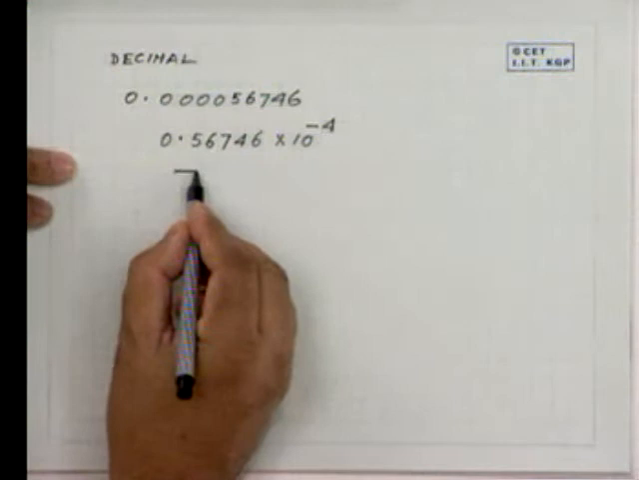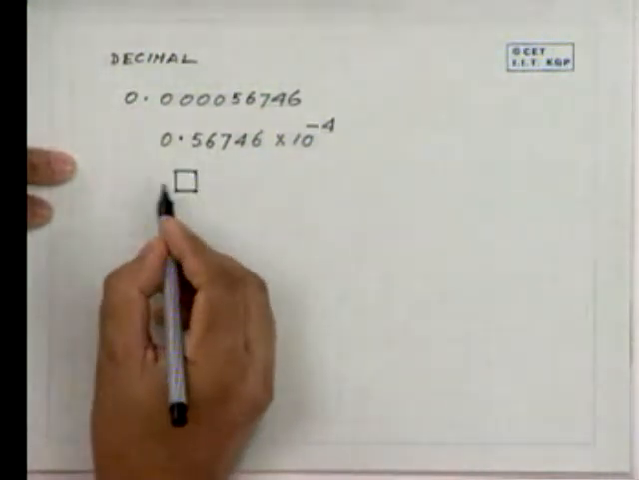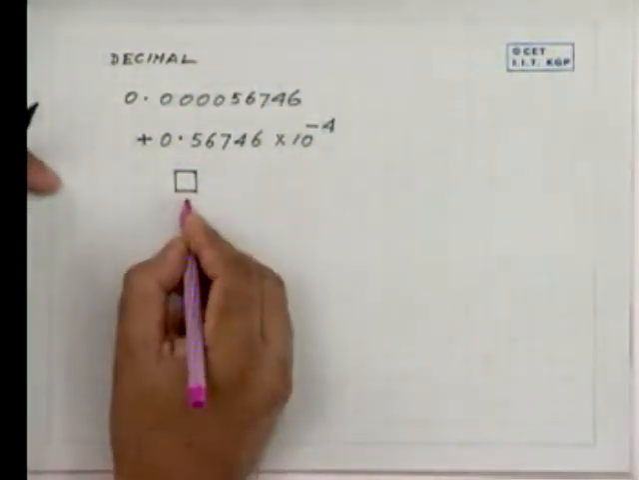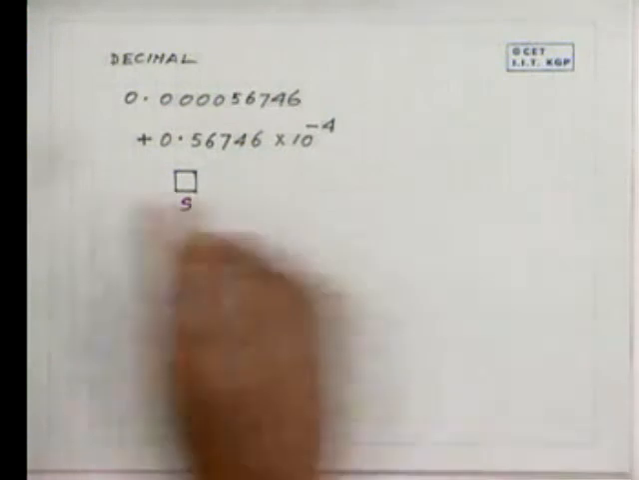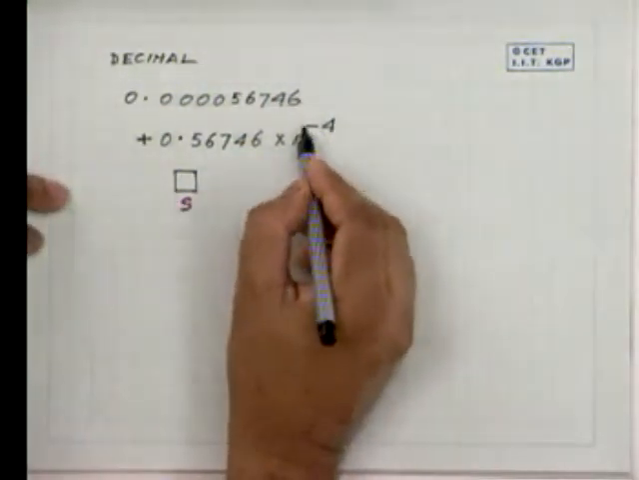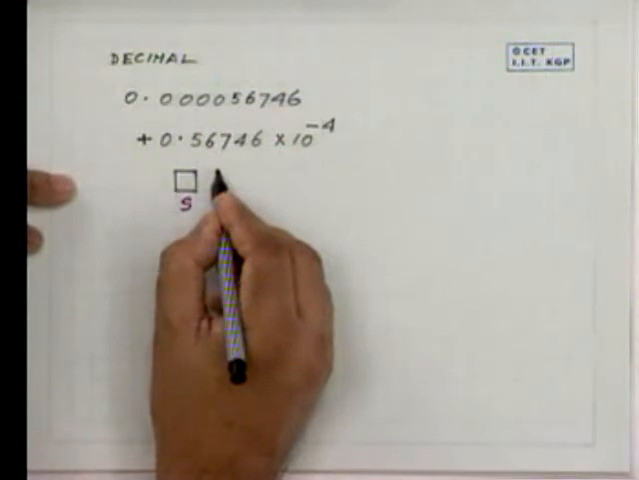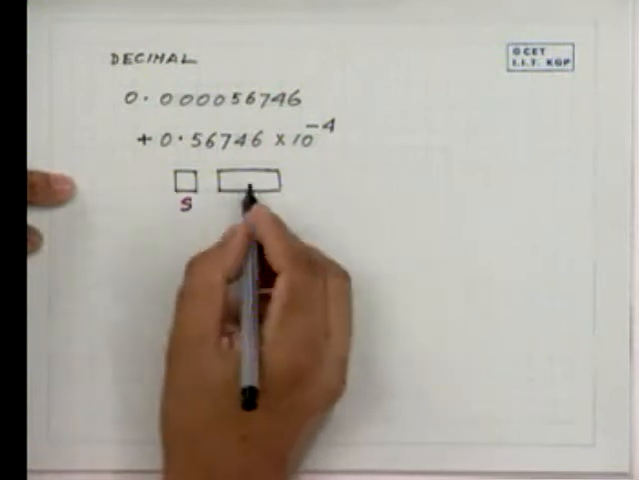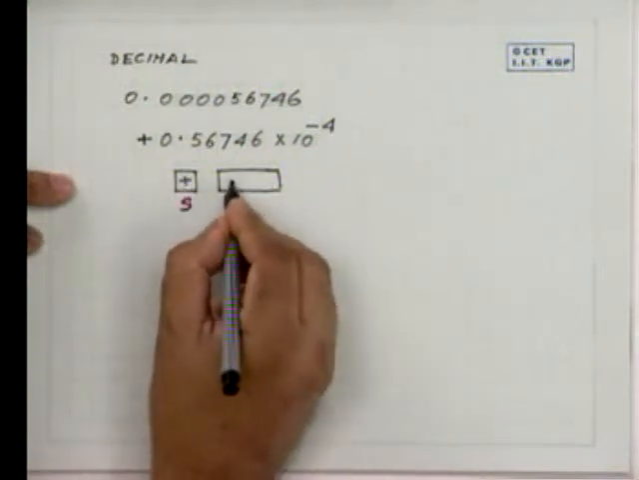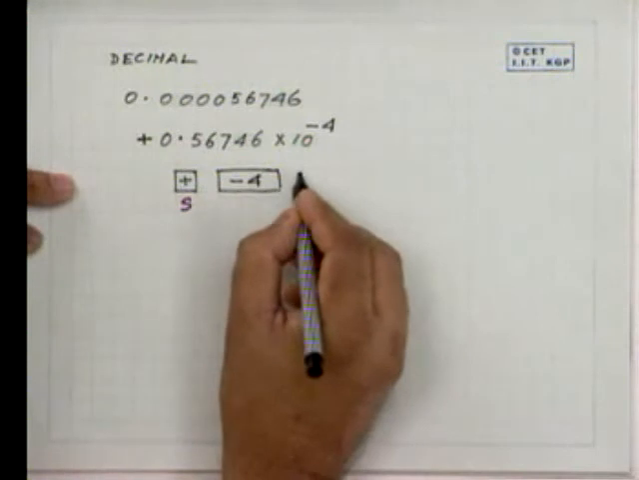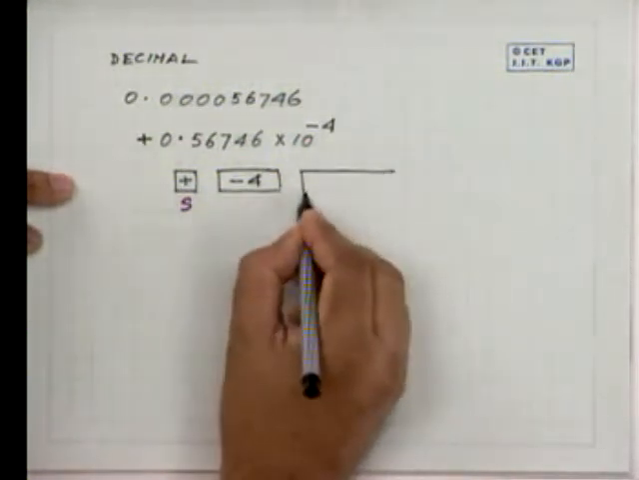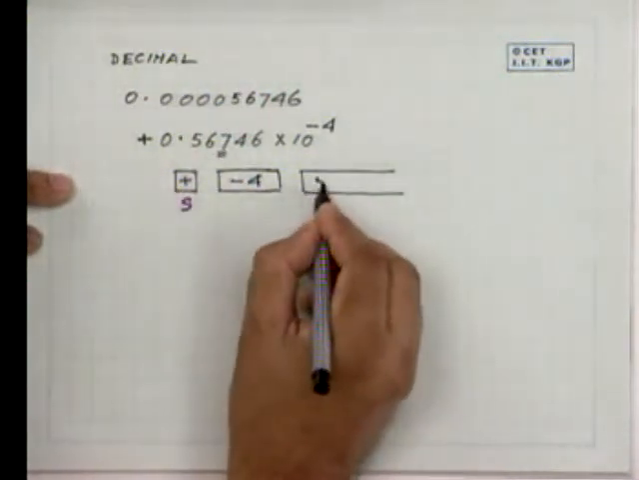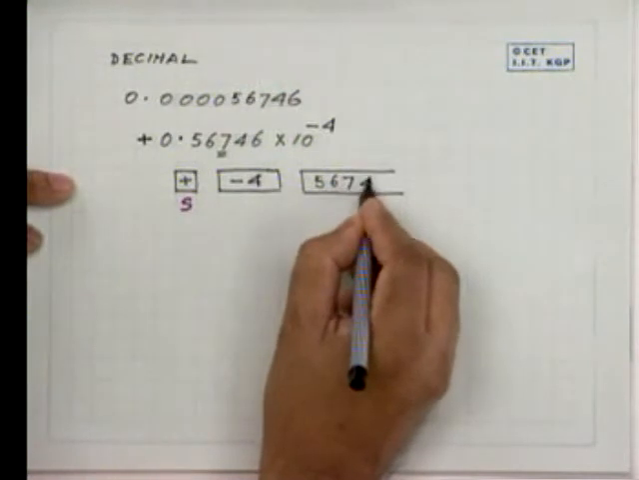Now, if we have a decimal computer, how will we represent this number in the computer? We'll have to keep a position for the sign, which is plus here. Then we should keep a position for what we call an exponent, which is minus 4 here, and a few positions for what we call the mantissa or significand, say 5, 6, 7, 4, 6.